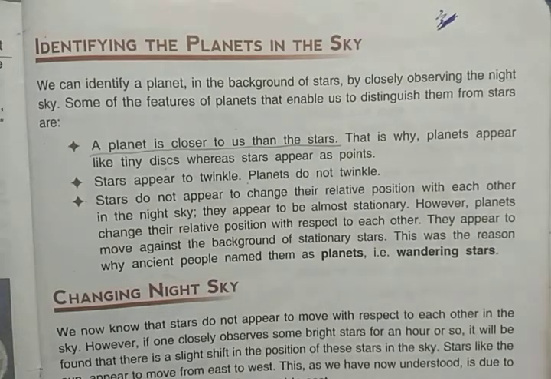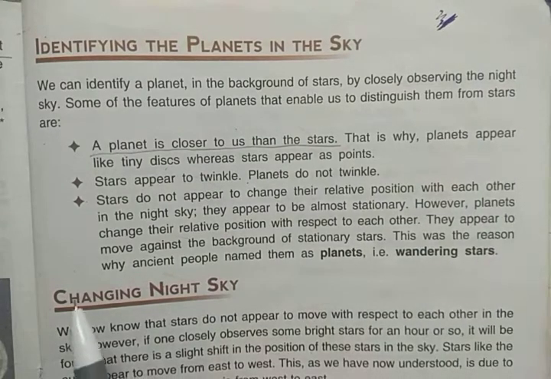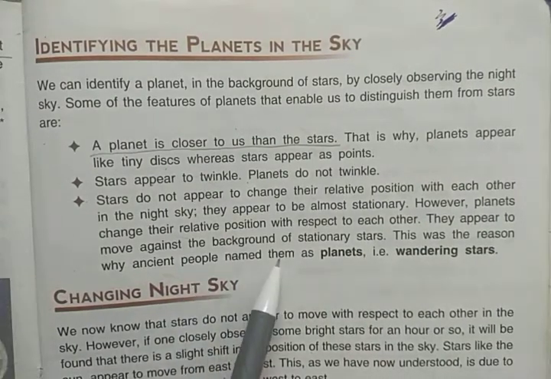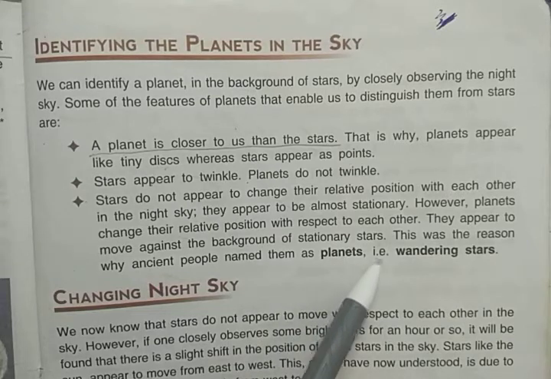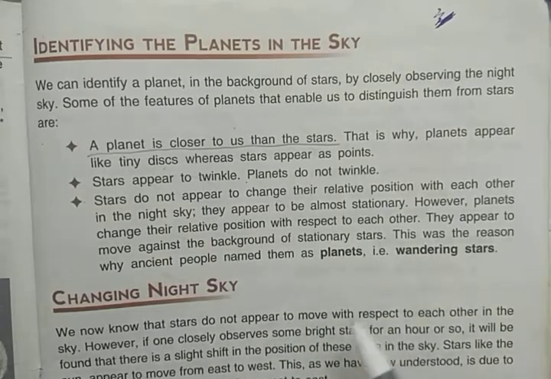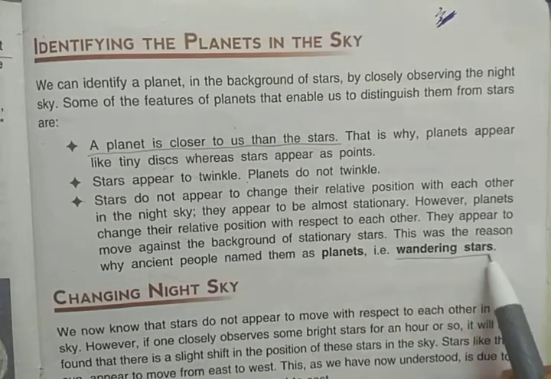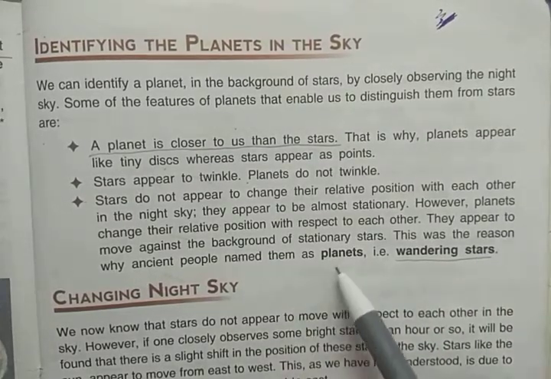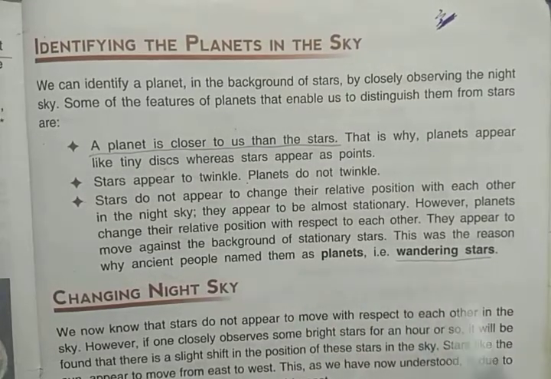And this was the reason why ancient people named them as planets, that is wandering star. So you must know that planets are sometimes also called wandering stars.